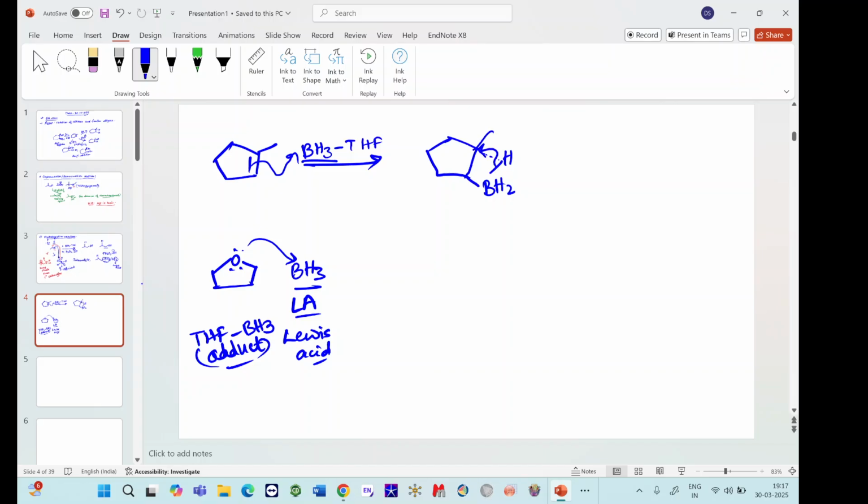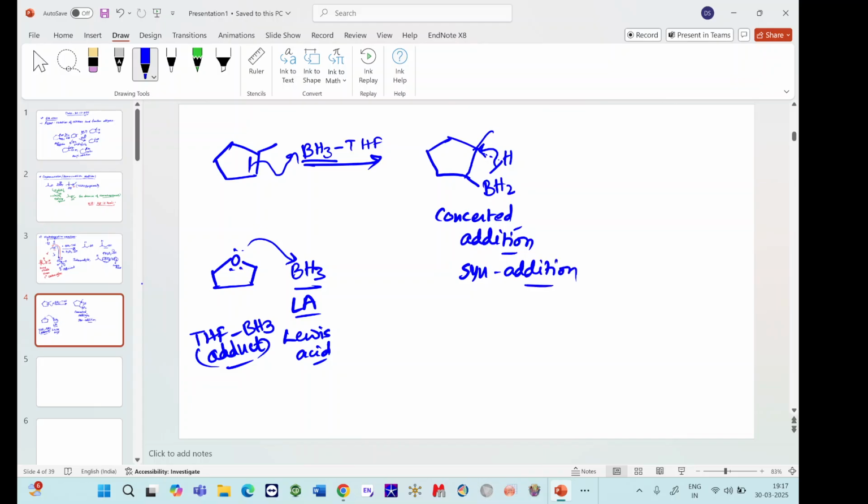Okay. So once you know that it is a concerted addition, okay, it is a one step actually. So you see that if it is concerted, then from the same side it will attach. Okay. So this is syn addition.